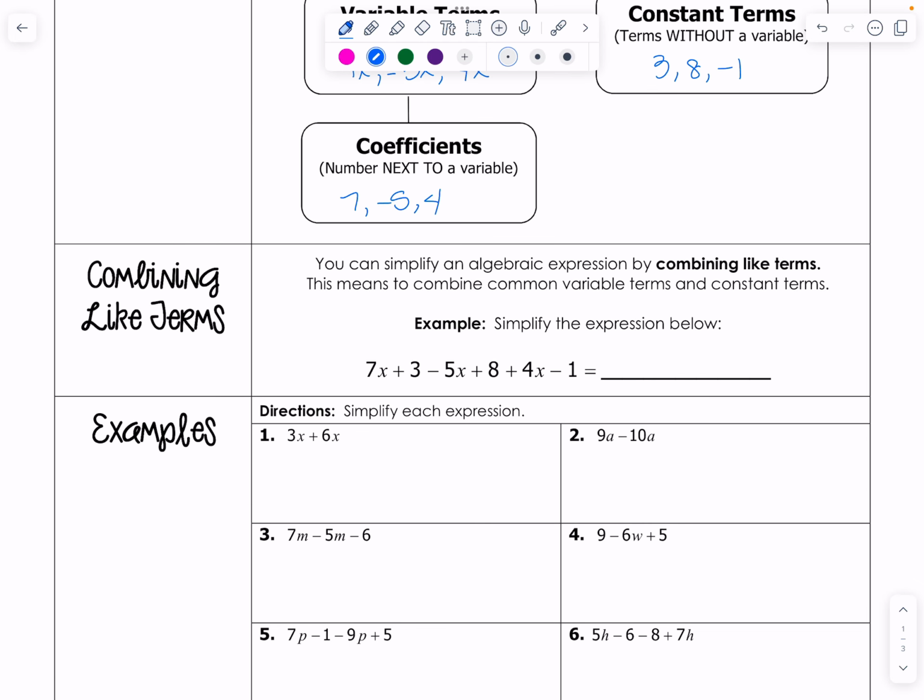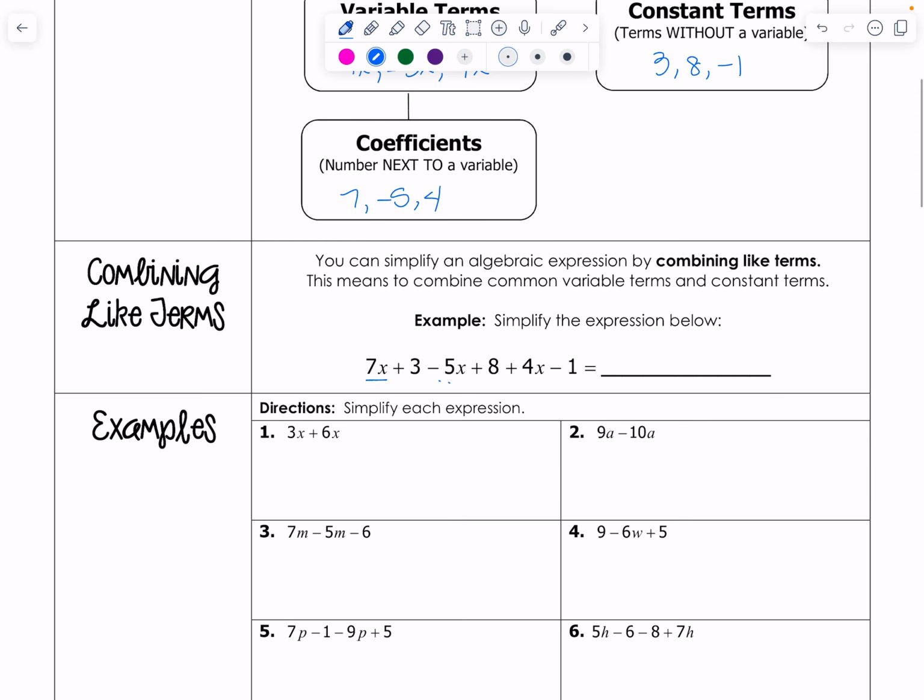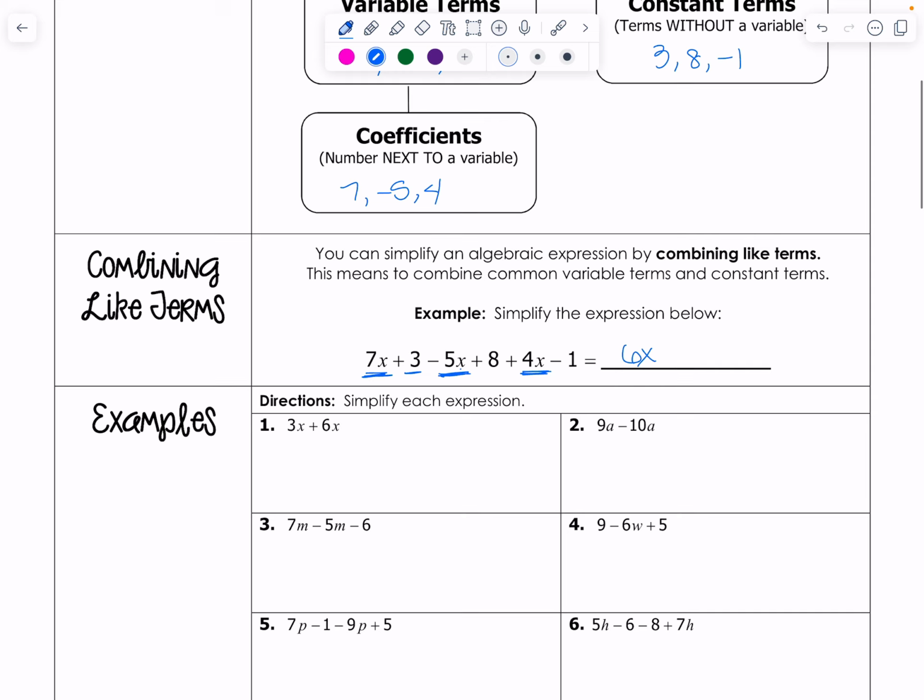Okay, so you can do combining like terms. So we combine our x's together. So then 7x minus 5x, right? So 7x minus 5x gives me 2x. And then plus 4x gives me a 6x. And then 3 plus 8 is 11, and then minus 1 gives me a positive 10.